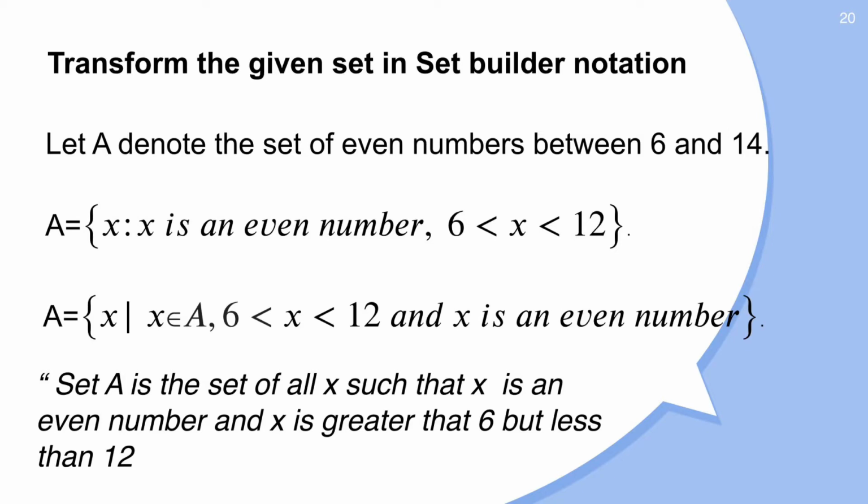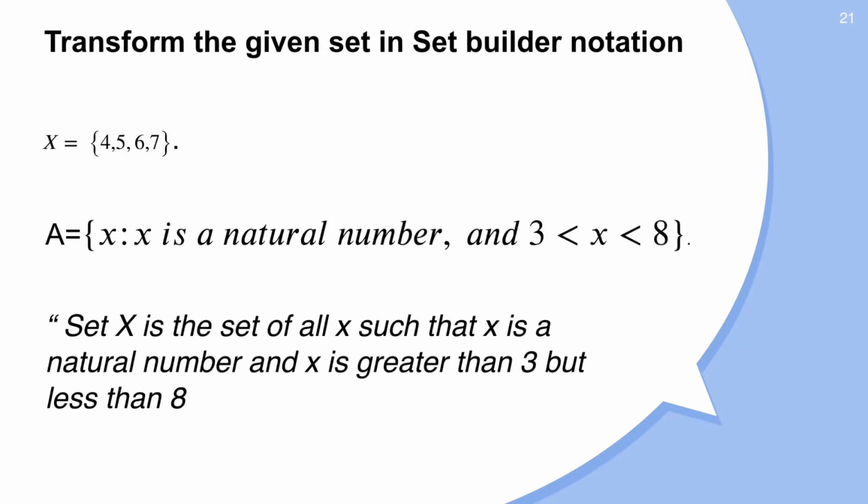Let A denote the set of even numbers between 6 and 12. So we have two ways of writing a given set in set builder notation. So we have set A is equal to the set of all X such that X is an even number and X is greater than 6 but less than 12.